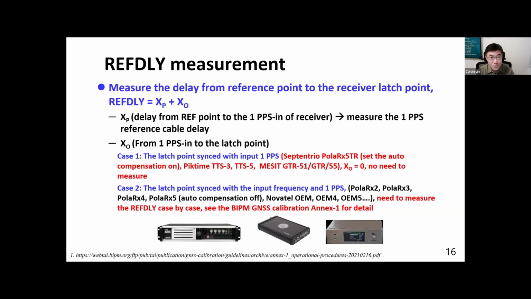And in case 2, the latch point is synced with the input frequency and 1 PPS. So like PolaRx2, PolaRx3, or PolaRx4, or the PolaRx5 if the auto compensation is set to off, or some other receiver. So you need to measure the reference delay case by case. You can see the BIPM GNSS calibration guidelines, Annex 1, for the detail.